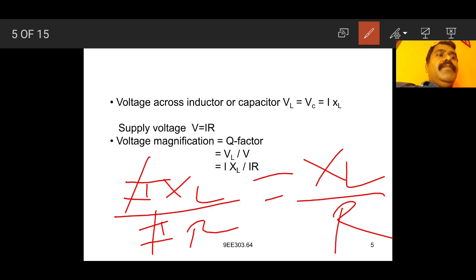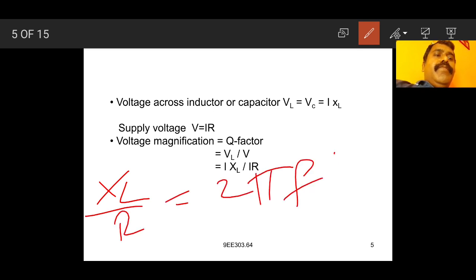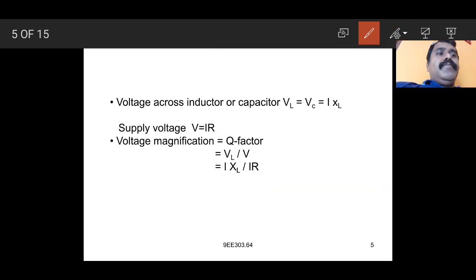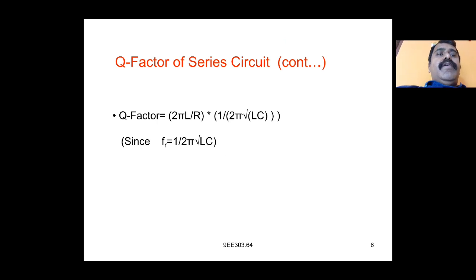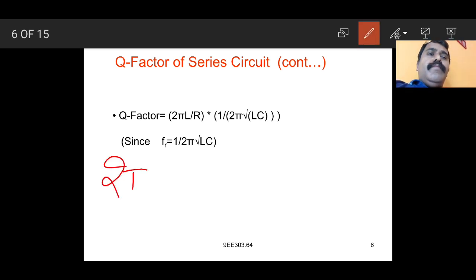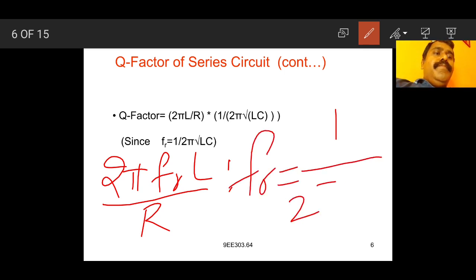XL is nothing but 2 pi FL, that you can consider. Again XL by R is 2 pi FL divided by R. So XL by R is 2 pi FR L divided by R, where FR, again we know, in the case of a series circuit is nothing but 1 by 2 pi root LC.